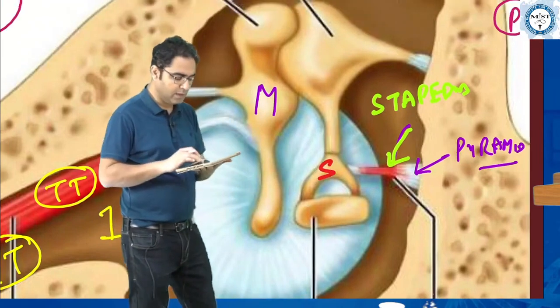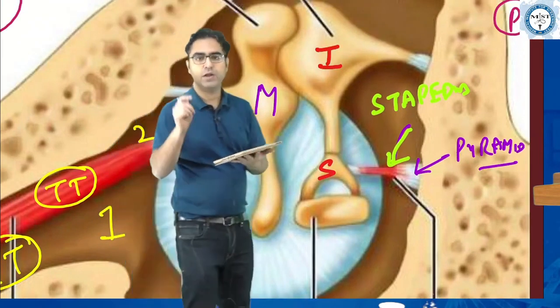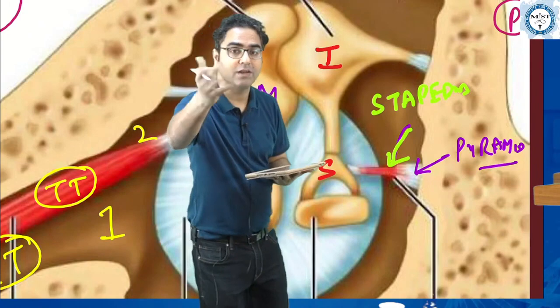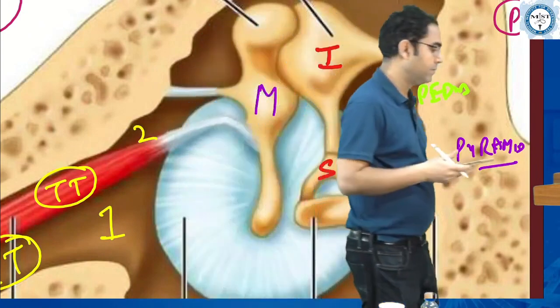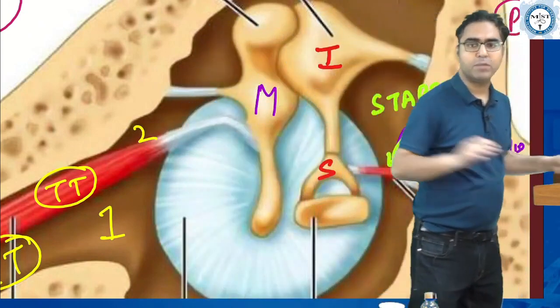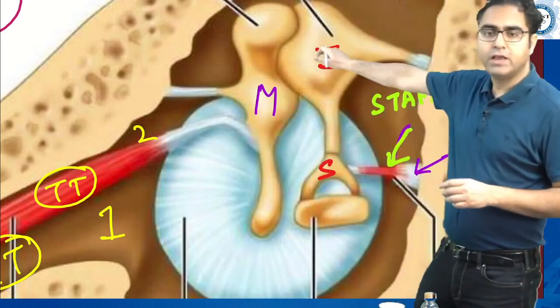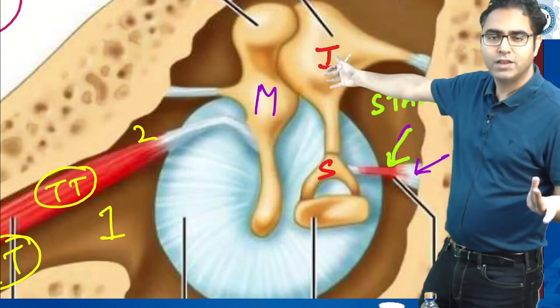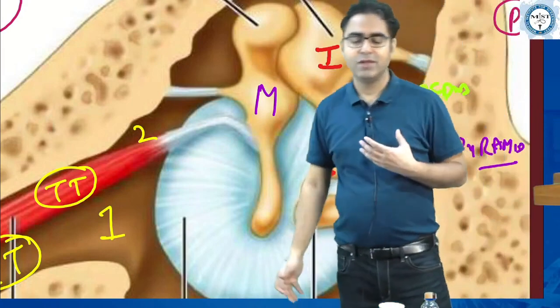This is which ossicle, beta? Incus, beta. Right on the side, write down: incus has no muscle, beta. Only one muscle for malleus, one muscle for stapes. Incus has no muscle at all.